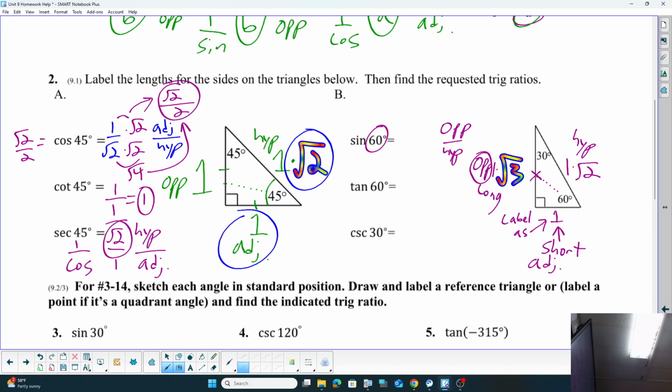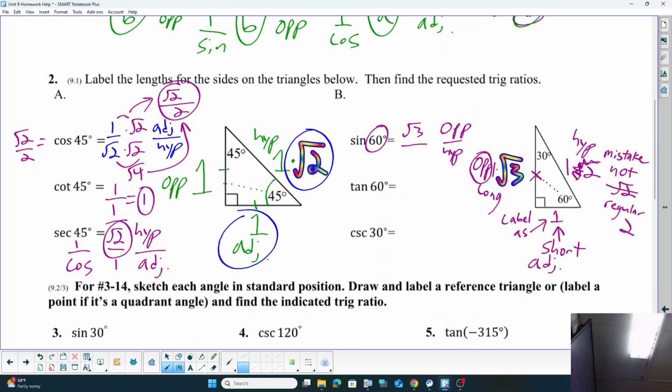So what's opposite the 60 degrees? Radical 3. And the hypotenuse is, oh, interesting. I made a mistake. Whoopsie. So the mistake is that it's not radical 2. No. It's just regular 2.